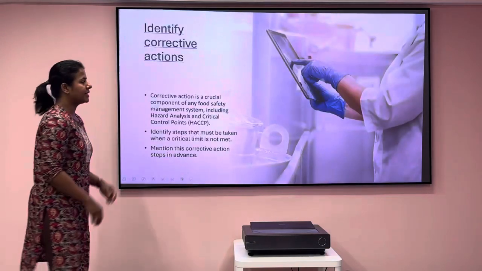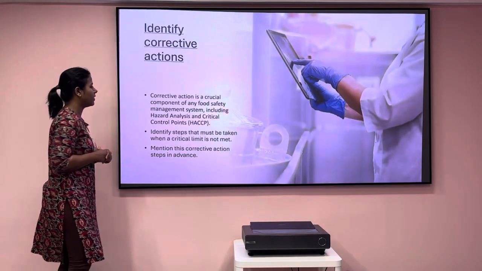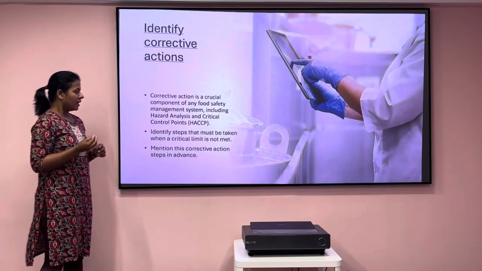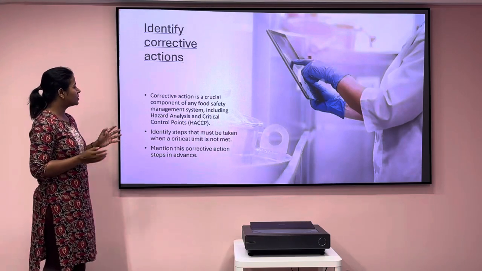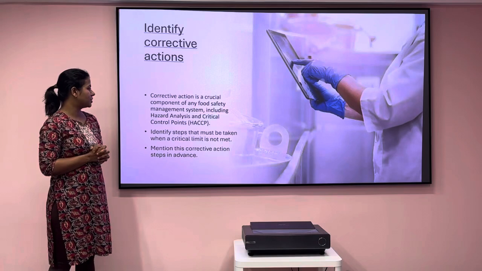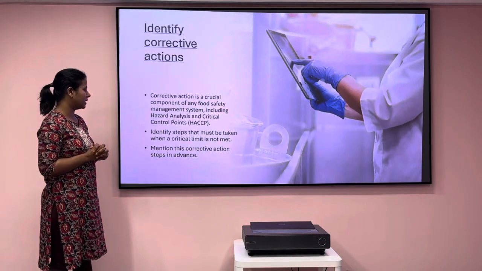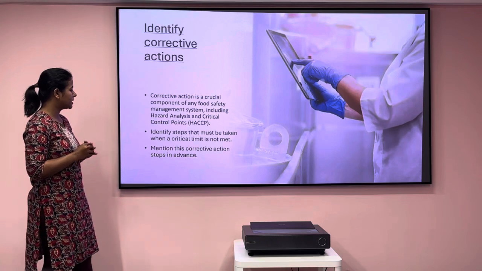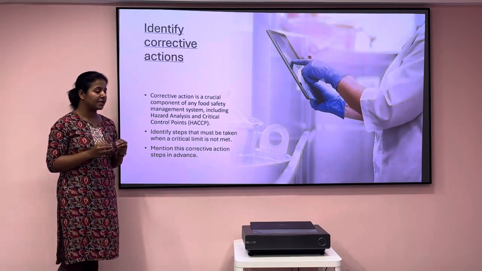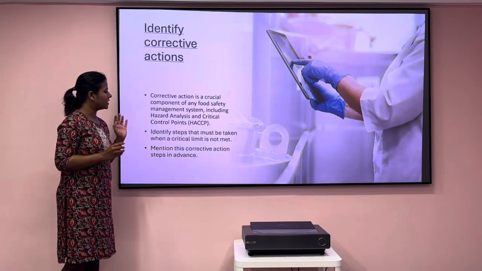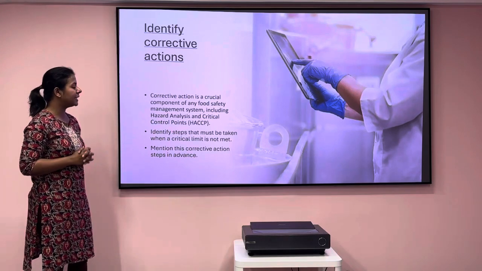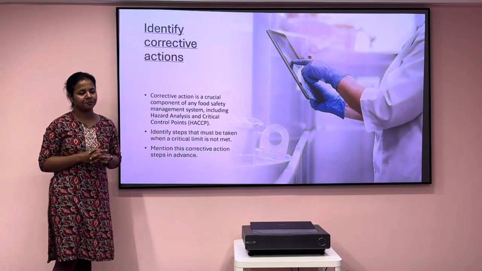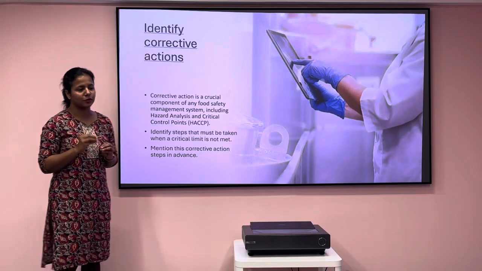And the next stage is identify the corrective action. What is the corrective action? Corrective action is a crucial component of any food safety management system, including the Hazard Analysis Critical Control Point. It identifies the step that must be taken when a critical limit is not met.